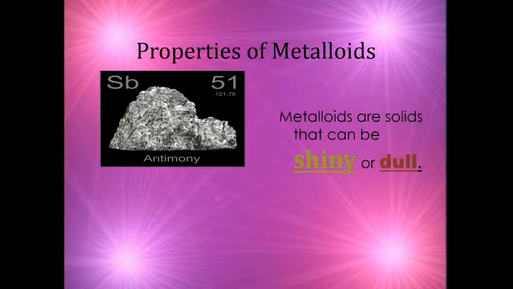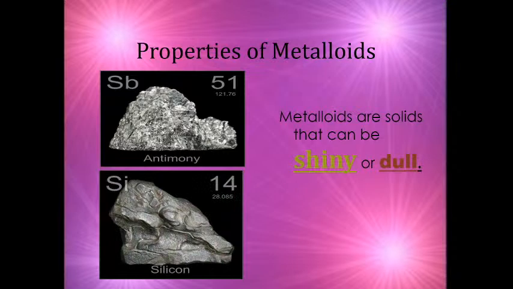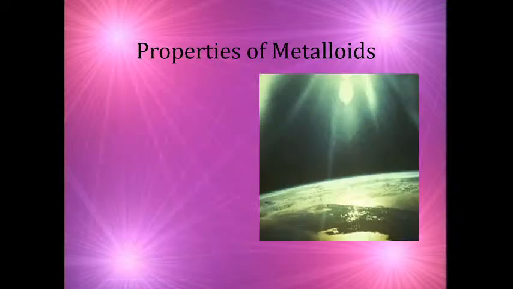And some metalloids are solid, that can be shiny or dull, depends. It means some metalloids can be shiny and some metalloids can be dull. It means they are showing the properties of both. Look at antimony, you can see it is very shiny, and when you compare it with silicon, it is dull. It means they can be shiny or they can be dull also.